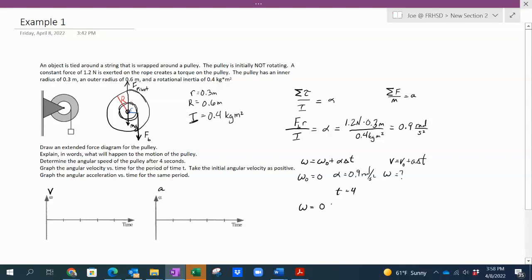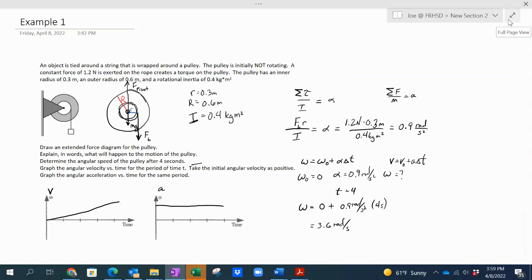So our initial angular speed, which is 0, plus the acceleration times 4 seconds, will give us 3.6 radians per second. And then, very similar to graphing, we know that the angular speed increases as time goes on at a constant rate, and our angular acceleration is going to be constant the whole time. So our graphs would look, for velocity, a diagonal line; for acceleration, a horizontal line at 0.9 radians per second squared.